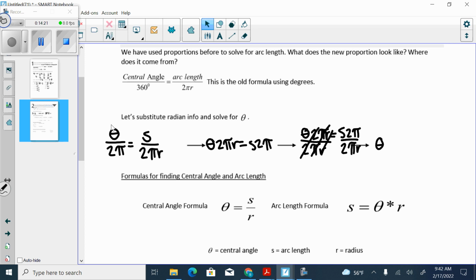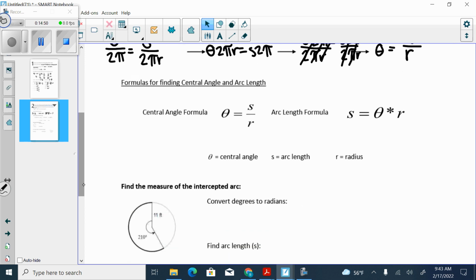Over here on this side, my 2's divide out, my pi's divide out. So in the top, we are left with S, and in the bottom, we are left with R. So this is how we could solve for theta. Then they take this and set it up as our formulas for us to use from here on out to prove that's exactly how it would work.